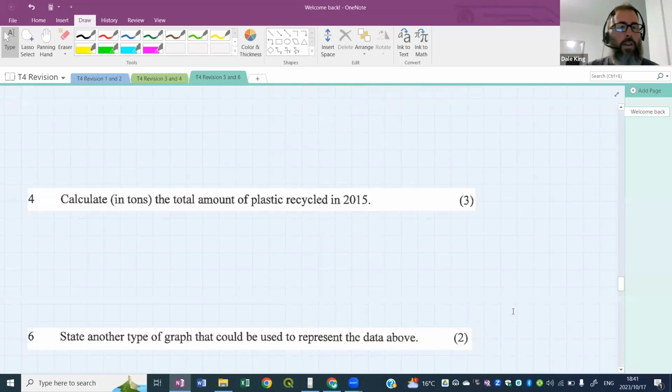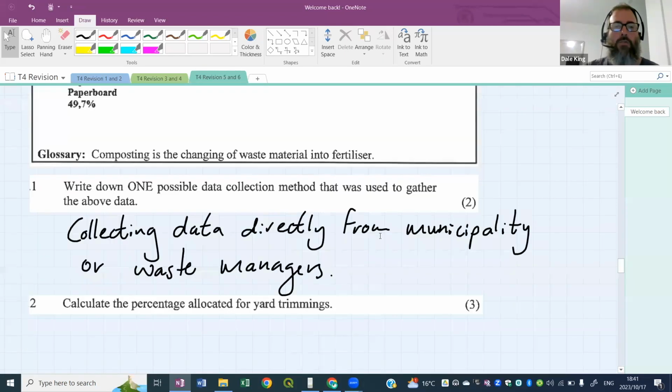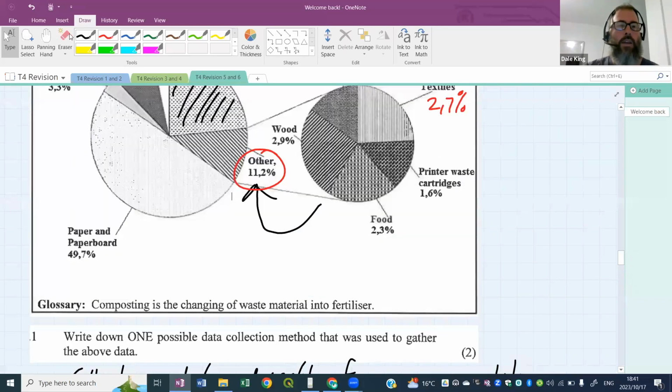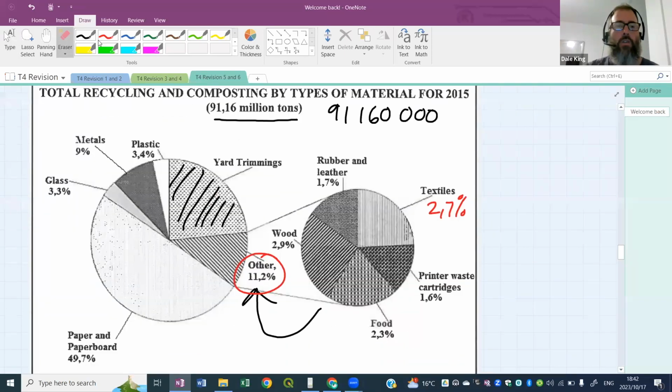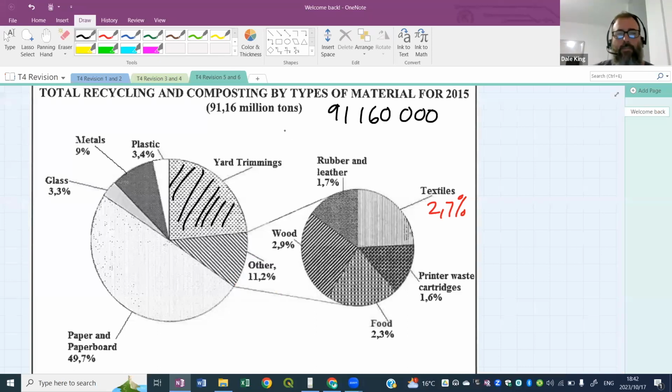Here we go. Question 4. Calculate in tons the total amount of plastic for 2015. Calculate in tons the total amount of plastic. There we go. There's the data. There it is, all in front of you. Calculate in tons the total amount of plastic. Can you see where plastic is? They want to know what is that piece of the pie in tons.